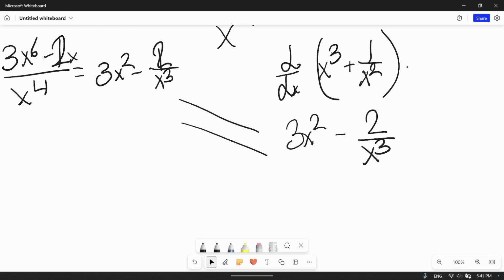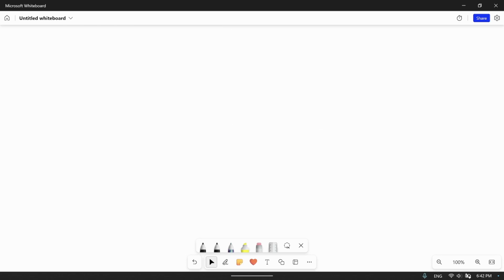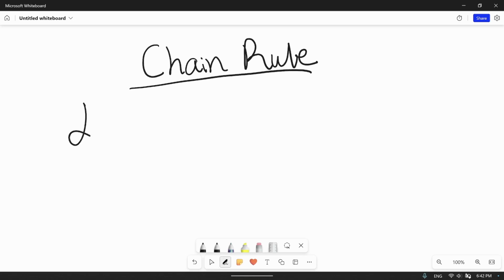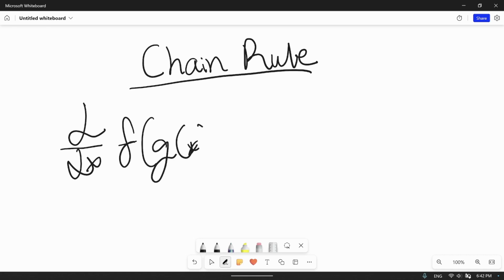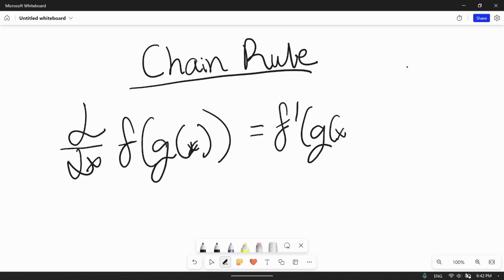And so they're equal. So the next one we have is the chain rule. Basically, what the chain rule tells us is that if we want to take the derivative of the composite function, this is going to give us f prime of g of x times g prime of x.